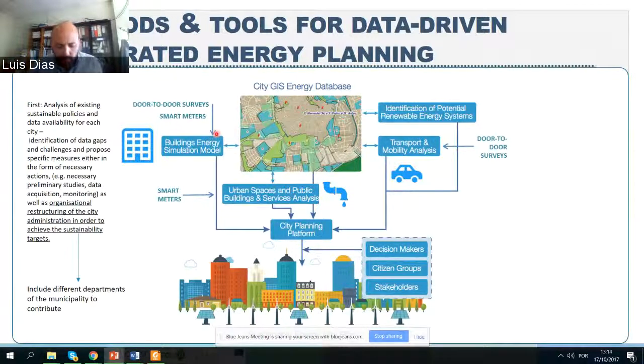The first step of the projects, in terms of data driven, was the analysis of the existing sustainable policies and also the data availability in each city. These allow us to identify the data gaps and the challenges, and also to propose specific measures to overcome these problems on data gaps. This was also the first step to include the different departments of the municipality of each of the cities to contribute to this information gathering.